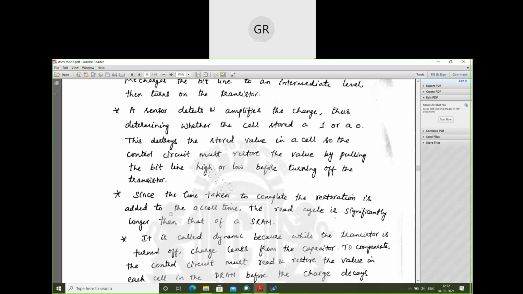Since the time taken to complete the restoration is added to the access time, the read cycle is significantly longer than that of an SRAM. Here, you must restore the data during the read operation.